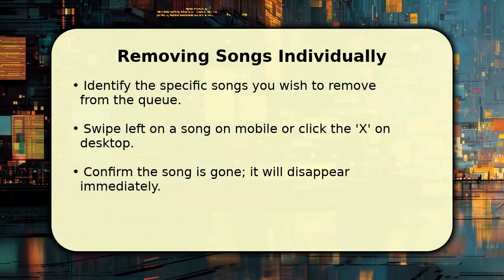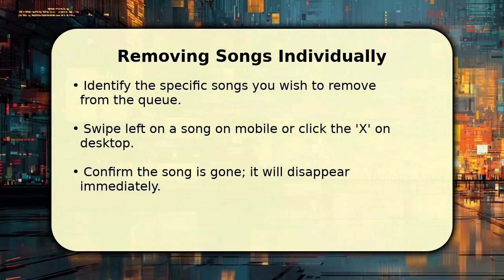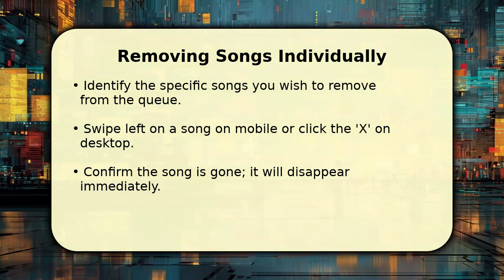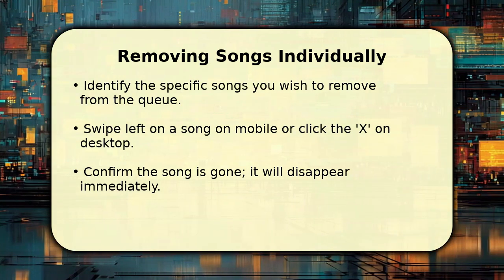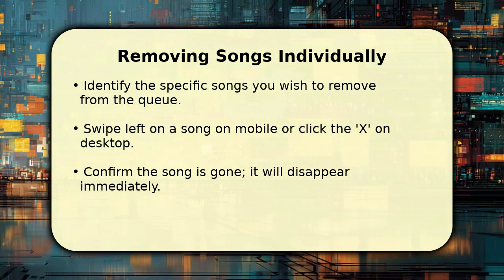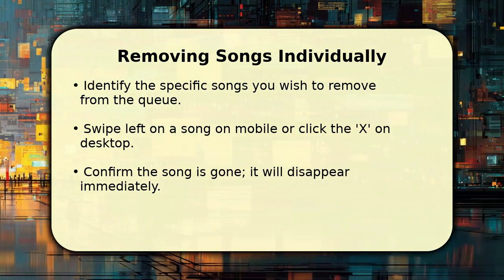With your queue now visible, you have the option to remove songs one by one. On a mobile device, simply swipe left on any song you want to delete. On a computer, hover over the song and click the small X icon that appears. This method is perfect for tailoring your queue without clearing everything.